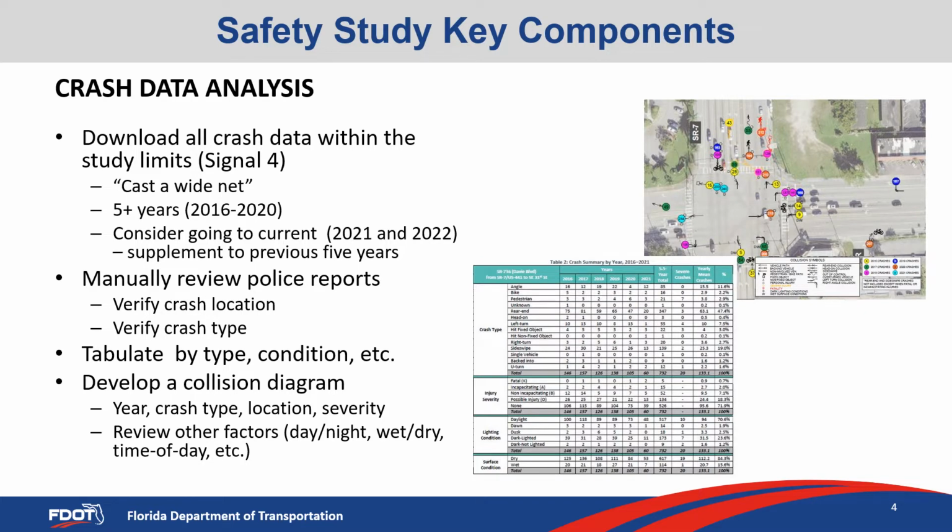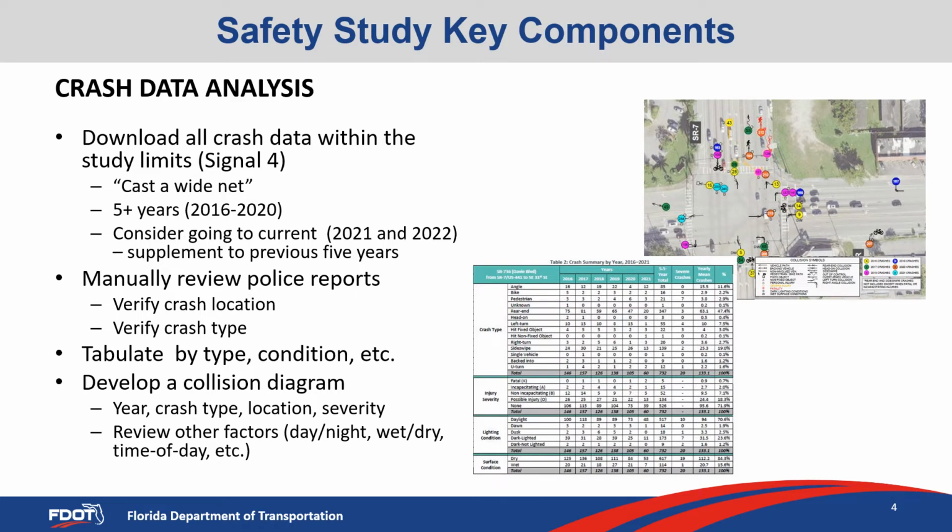Safety analysis starts with crash data analysis. There are some key guidelines here that will help make sure that the crash analysis is comprehensive and thoroughly reviewed. First, using Signal 4 analytics, download all crash data within the study limits. The bullet here says cast a wide net. What that means is don't just limit a polygon selection to the close confines of the intersection. Often crashes are coded outside of the influence area or miscoded. So draw a slightly bigger net or polygon when you're querying the crashes than your actual review area.